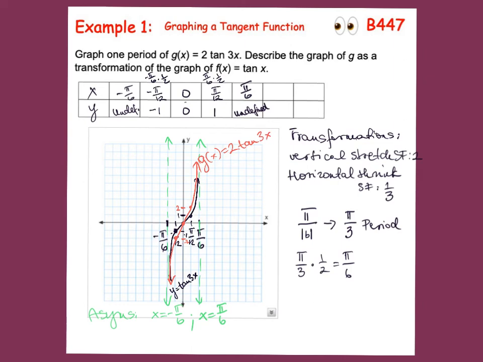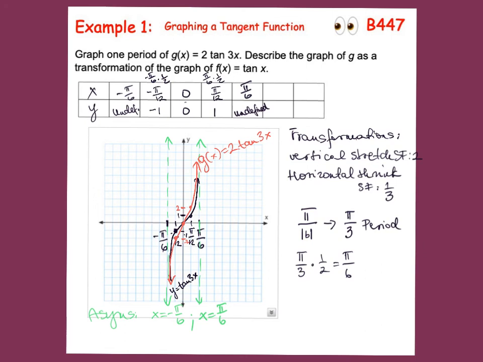We are not always going to graph the parent graph in this case because it's a little bit more confusing to see. However, if you are getting a bigger and bigger vertical stretch, the graph is kind of going to have a flatter and flatter curve in the middle. However, it's still a curve, it's not a straight line. So in this case, we only graphed one period of the graph.